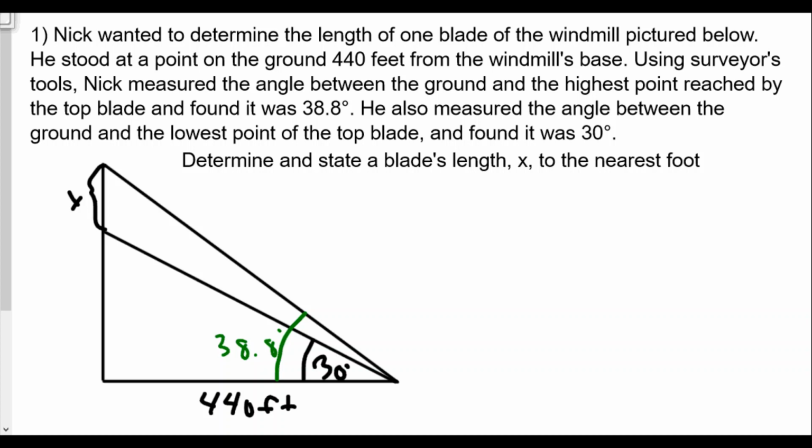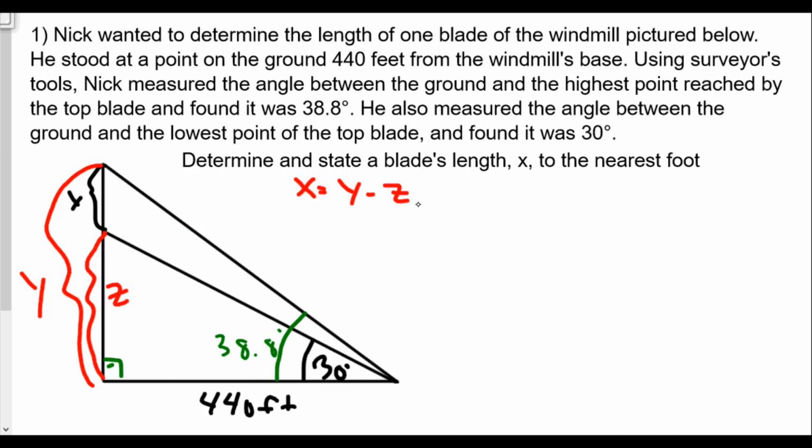Okay, so here we have this right triangle, and actually a couple of right triangles. Here's a right angle here. We're going to call the total height y. And then we'll call the height from the lowest part of the windmill, not including the blade, z. So our basic idea would be to find x, where x is equal to y minus z.